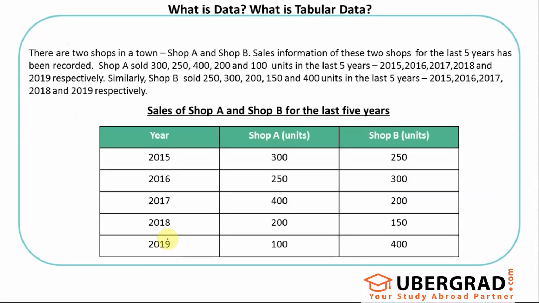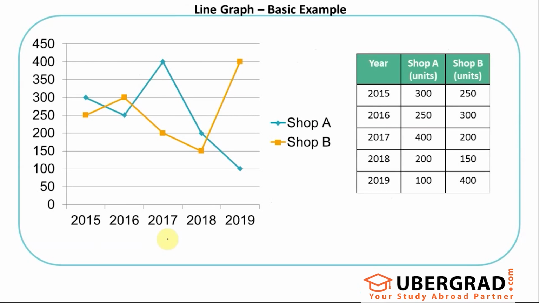So in the first part of the video, we have talked about a piece of information. There are two shops in the town, shop A and shop B, and we have discussed their sales in the last 5 years. We have discussed how we can represent this piece of information in a tabular form. Now let's look at this same piece of information being represented as a line graph. So this is how it would look.